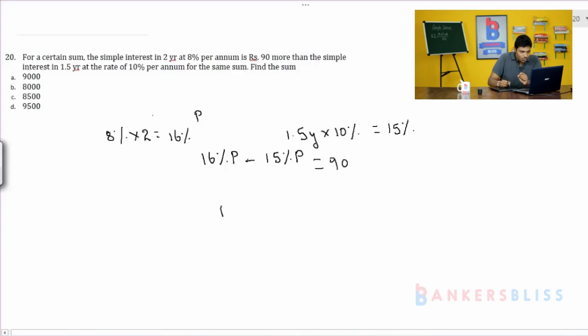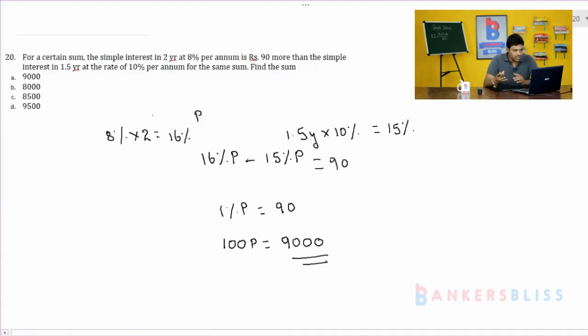That is 1% of P is equal to 90. So, what is P? 1% is 90, 10% is 900, and 100% is 9000. So, 100% of P is equal to 9000. So, the principal amount is 9000, option A.